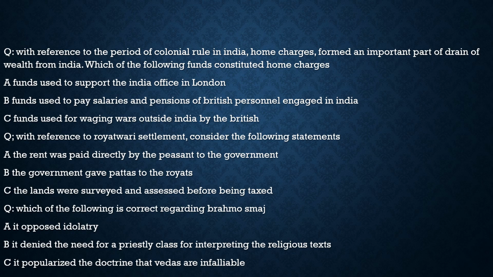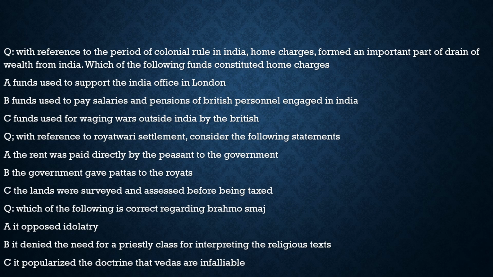Now coming to the last question of today's discussion, it says: which of the following is correct regarding Brahmo Samaj? First statement, it opposed idolatry, 100% correct. It did not believe that there should be idols of gods or godly persons, so it opposed it. Statement B, it denied the need for a priestly class for interpreting the religious texts. It was against Brahmins being the only persons to interpret the texts, like ulamas in other religions and fathers in Christianity. So this is also correct.